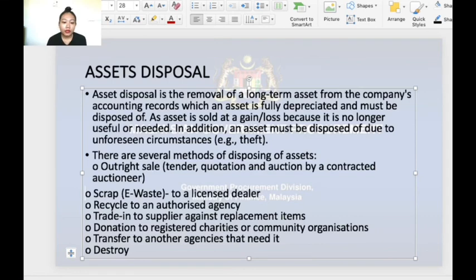And then third way, recycle to an authorized agency, or trade into supplier against replacement items, donation to registered charities or community organizations, transfer to other agencies that need it, or just destroy it. As simple as that, yeah.